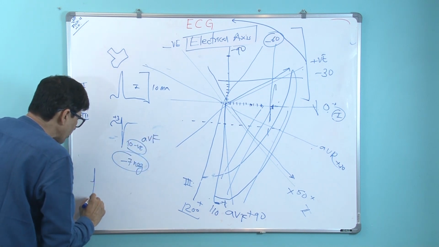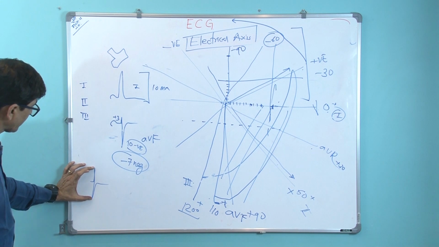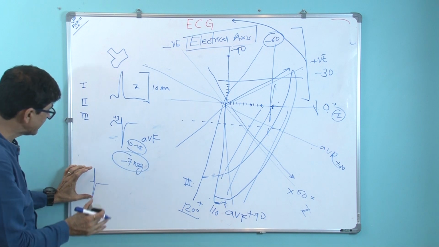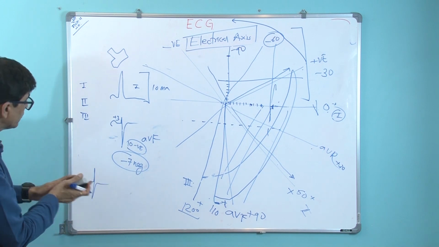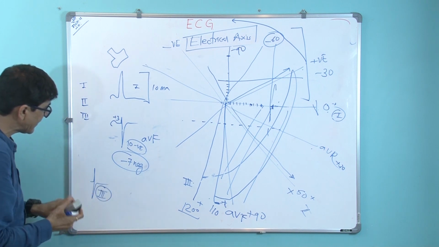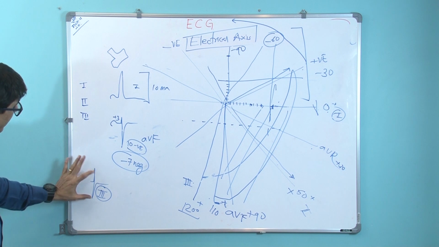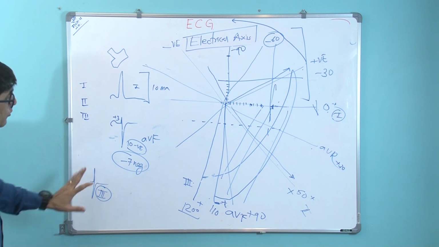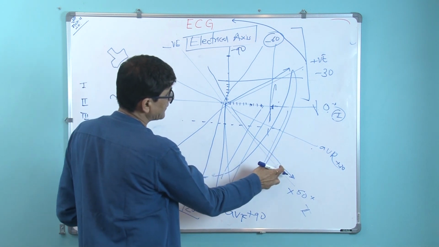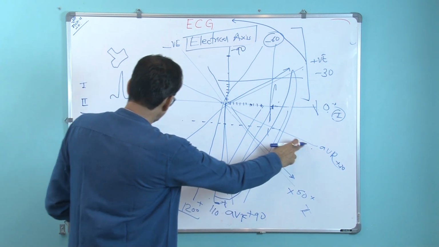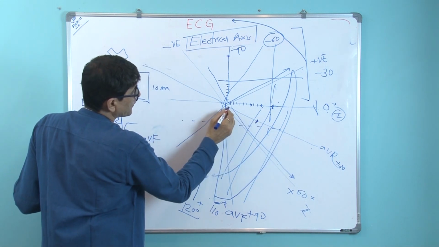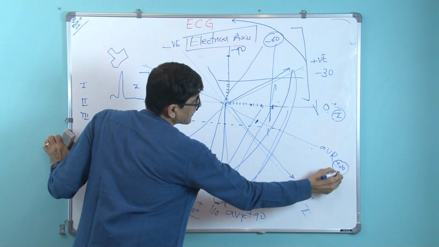Always try to find equidistant leads, whichever is equidistant. Out of 6 you will find one where the upward and lower deflection are the same. Suppose this is lead 3, where the upper deflection and lower deflection are the same, which is perpendicular to lead 3? Lead AVR. So if AVR is negative, the axis is plus 30.